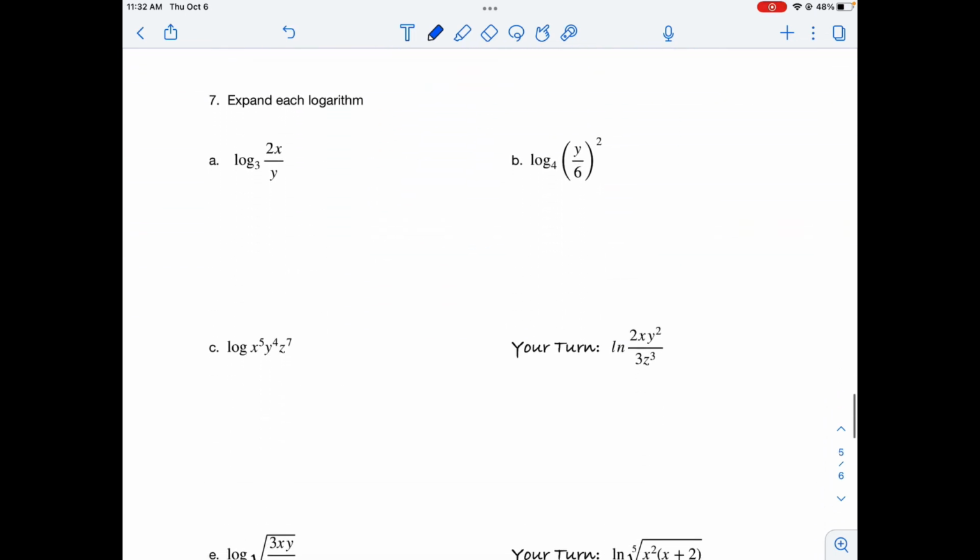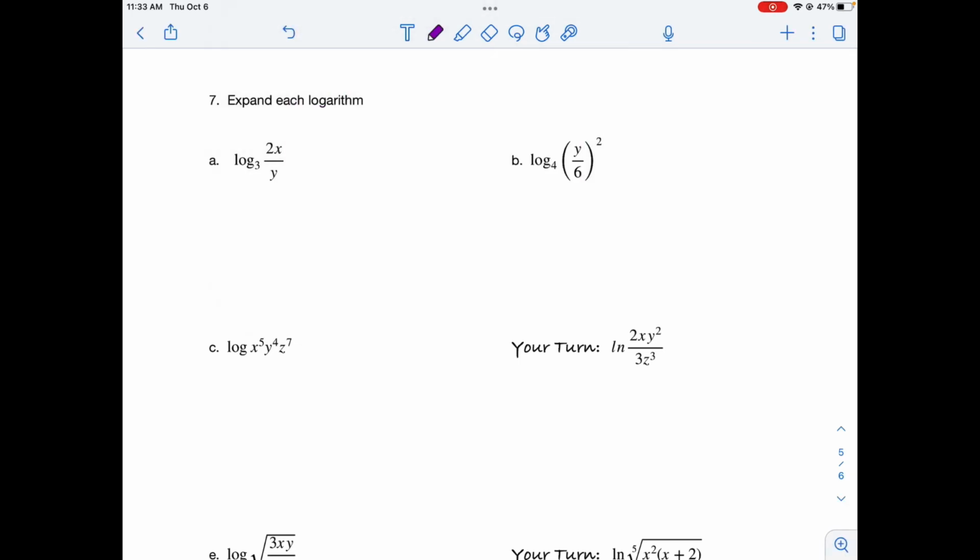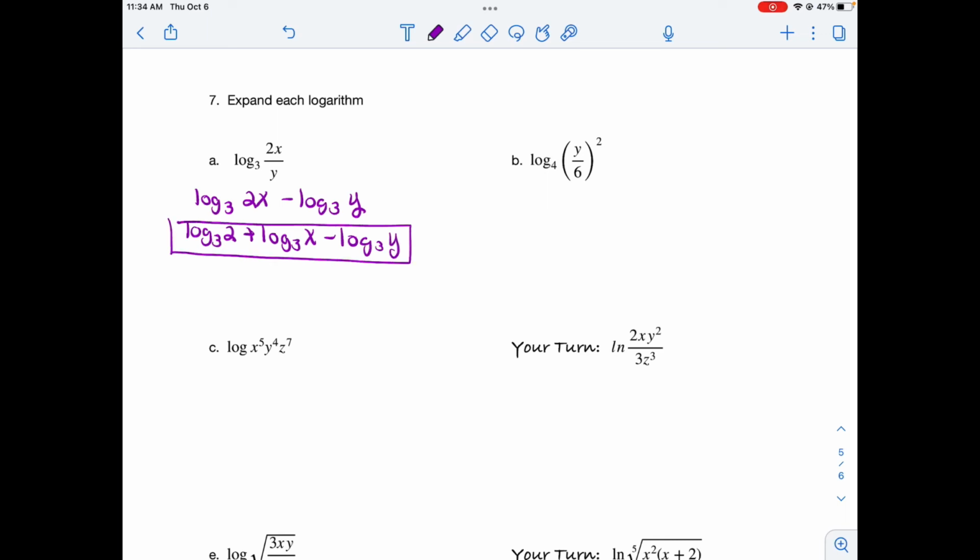Okay, we're going to expand each of these logarithms. So with expanding, we're going to do the opposite direction. We have a single logarithm, and we're going to make it into multiple logarithm terms. So again, we're going to do order of operations, but this time we're going to start with multiplication and division. So division tells us I can break this up to log base 3 of 2x minus log base 3 of y, but I'm not done because inside this first term, I have 2 times x. So that becomes log base 3 of 2 plus log base 3 of x minus log base 3 of y.